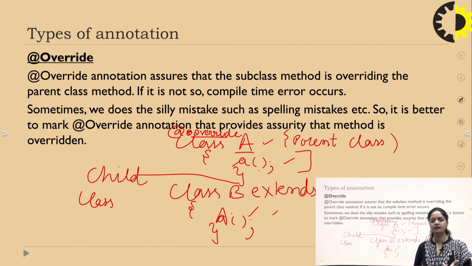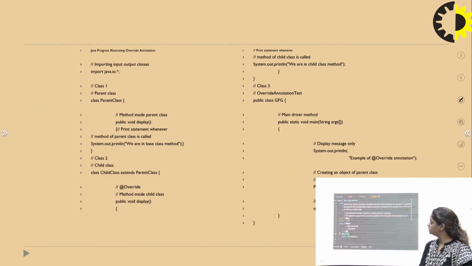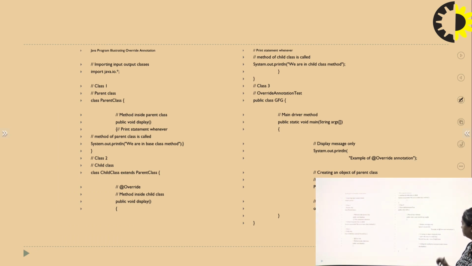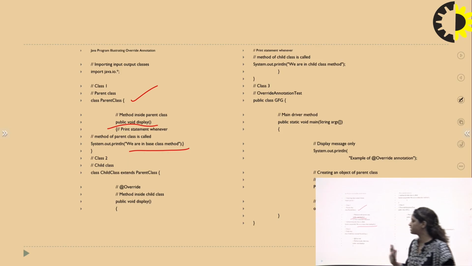Let us see an example. I have already done this example. So this is the example for method overriding. In this, I have created one simple class named Parent class. Inside that parent class, I have created a void display method which is public in nature, and it prints a simple statement: we are in base class method.